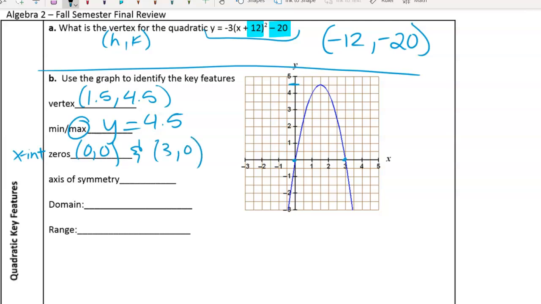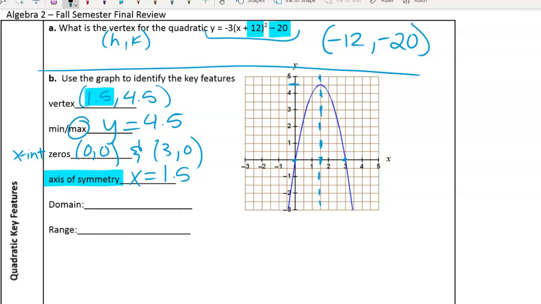Our axis of symmetry is always going to be the x value of the vertex. So we'll say x equals 1.5. If you don't remember that, just remember it's where the graph is symmetric, where if I were to cut it in half and fold it, it would be exactly the same on both sides. Yes, x equals 1.5.